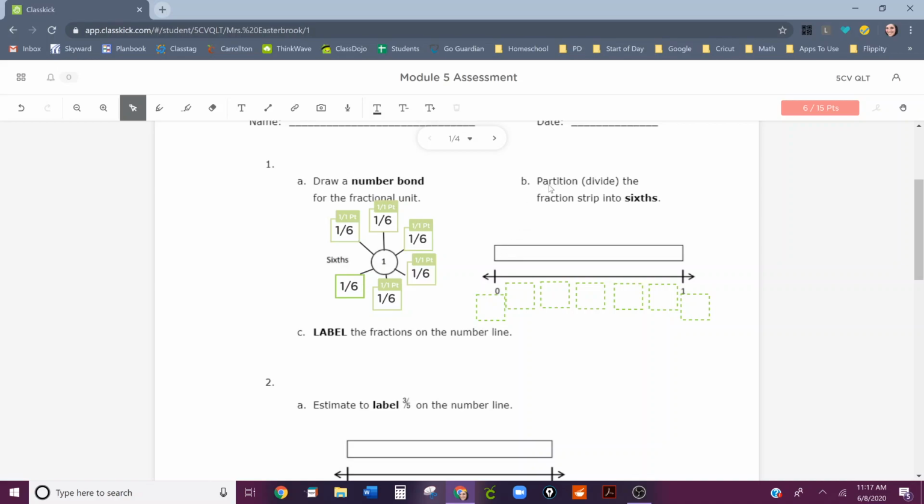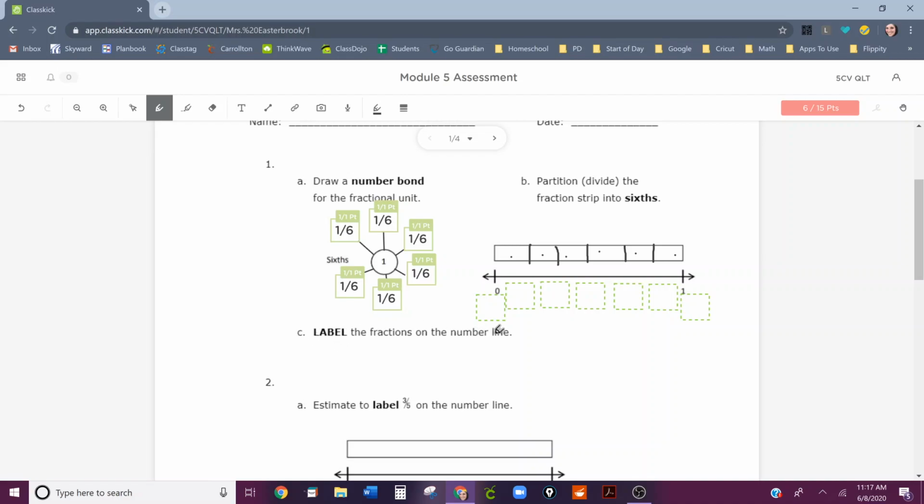Now B says partition or divide the fraction strip into 6. So you'll see there's a number line down here and a fraction strip up here. We need to partition the fraction strip. So this is where one of those points is going to come from. I'm just going to do the pen function. You can do the line one if it's easier for you. And I'm going to split it in half and then into thirds. And now I have 1, 2, 3, 4, 5, 6 pieces. So I partitioned the fraction strip into 6.